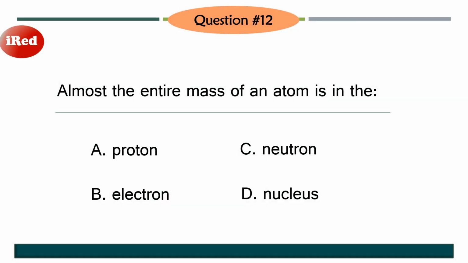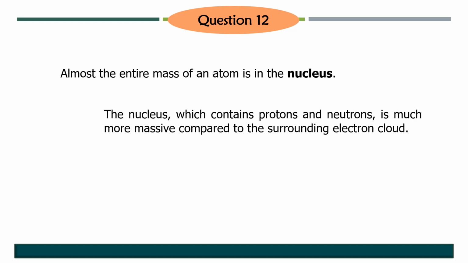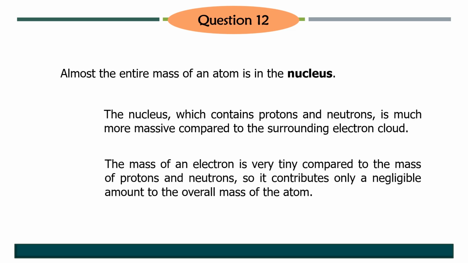Almost the entire mass of an atom is in the... The correct answer is letter D. Nucleus. Almost the entire mass of an atom is in the nucleus. The nucleus, which contains protons and neutrons, is much more massive compared to the surrounding electron cloud. The mass of an electron is very tiny compared to the mass of protons and neutrons, so it contributes only a negligible amount to the overall mass of the atom.